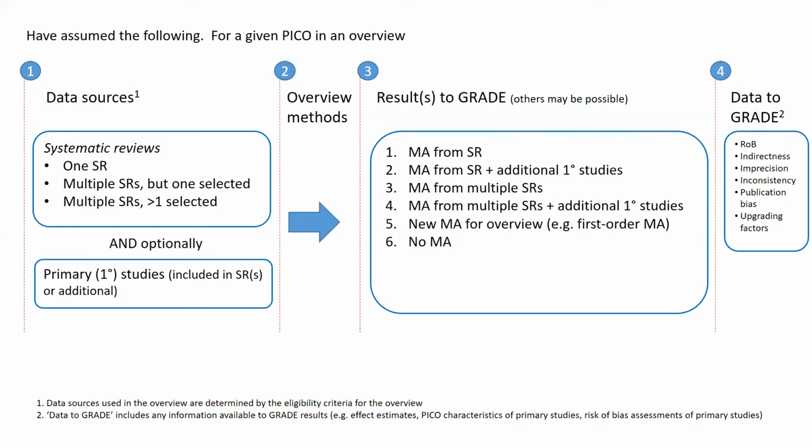We then apply whatever overview methods are possible, and we're not going to make any presumptions about the methods people use, but that will lead each overview author to have results to grade. They might be a single meta-analytic result. It might be a whole range of other options down to having no meta-analysis. And they will also have that data to GRADE that I've already alluded to for each of the GRADE domains.